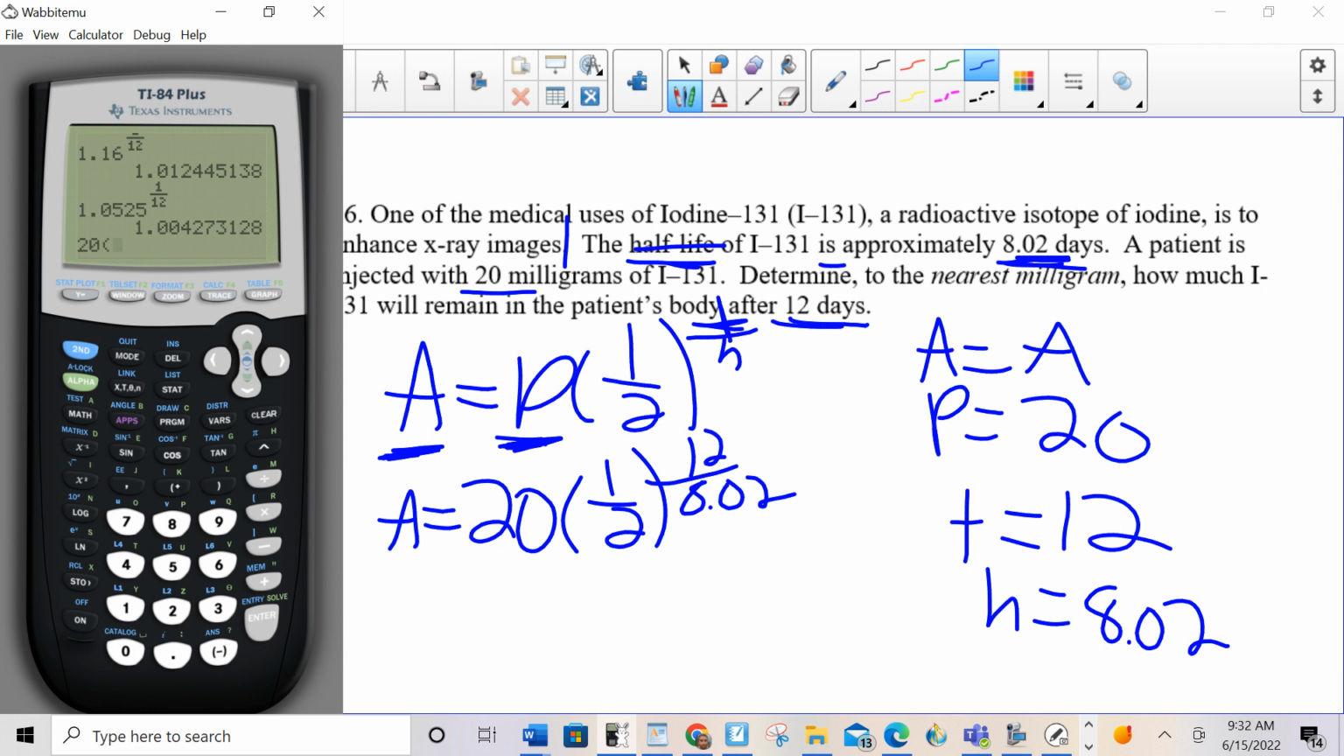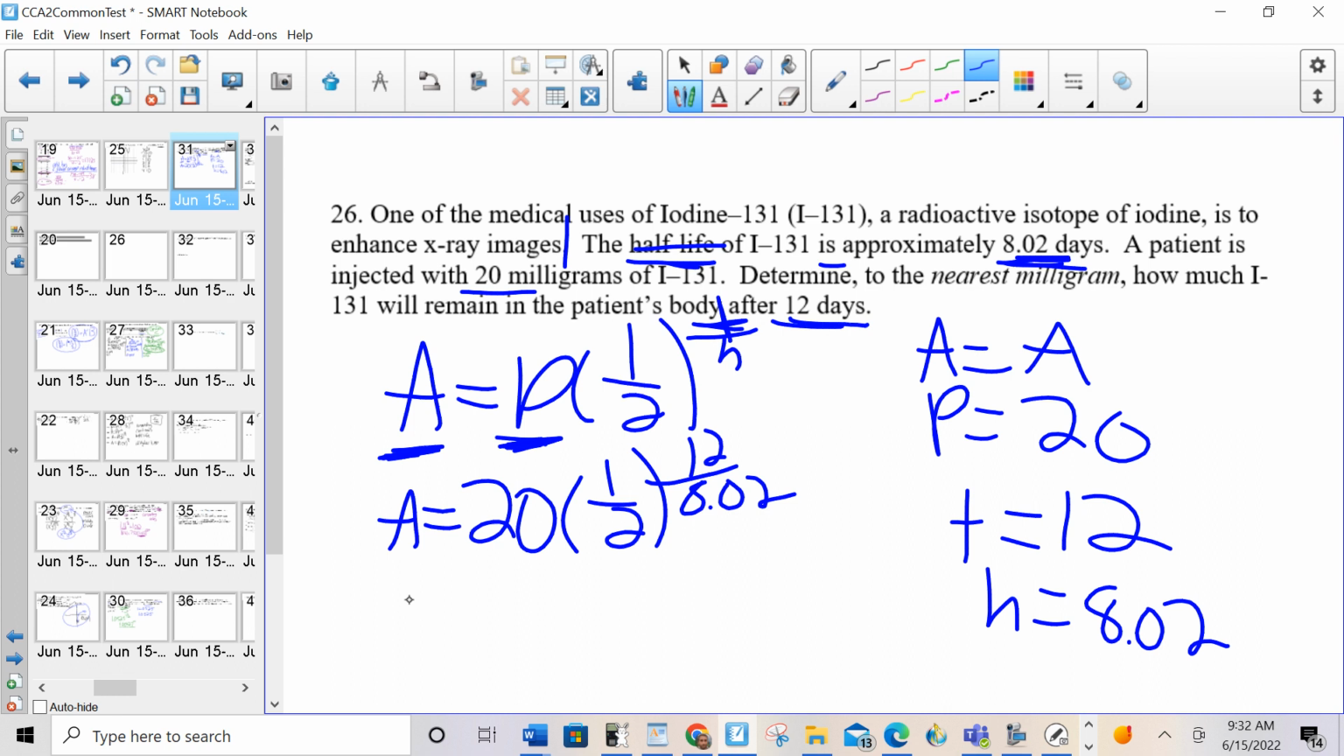20, parentheses, one half to the power of 12 over 8.02. To the nearest milligram, 7. You might be saying, well, Mr. Schlansky, when do I do logs? Oh, don't worry, it's coming.